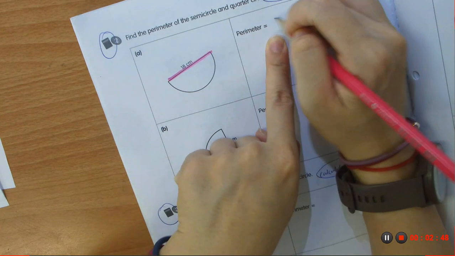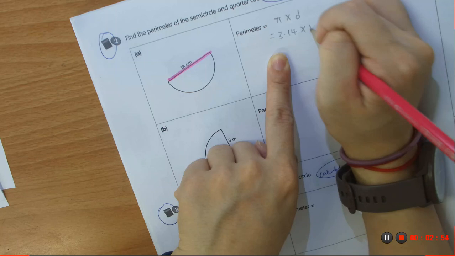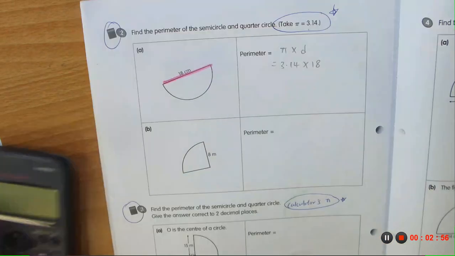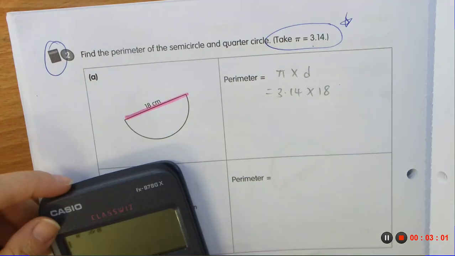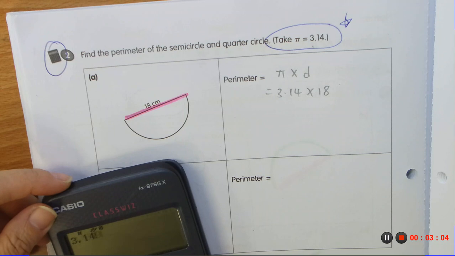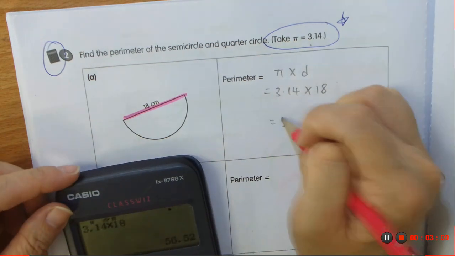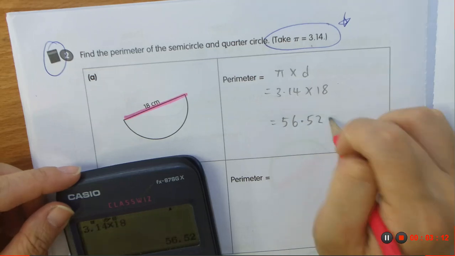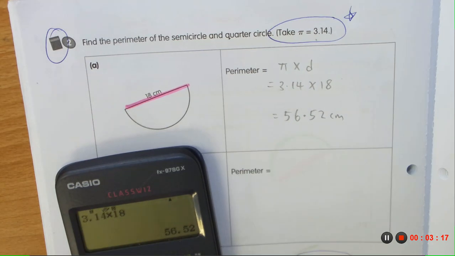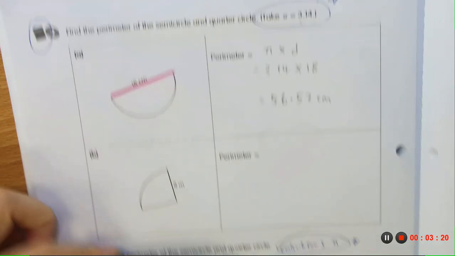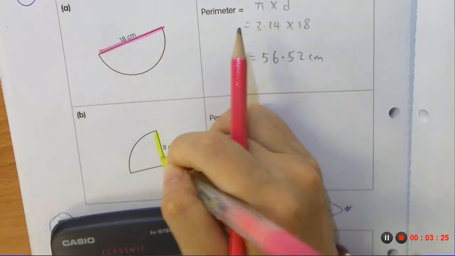So for this one, the perimeter, I'm using pi times diameter, which is 3.14 times 18 centimeter. Using the calculator for this. Certainly, it's very helpful if you can use the calculator and you remember the formula. So solving it is very fast. Okay, then with the perimeter of the quarter circle here, you are given the radius.